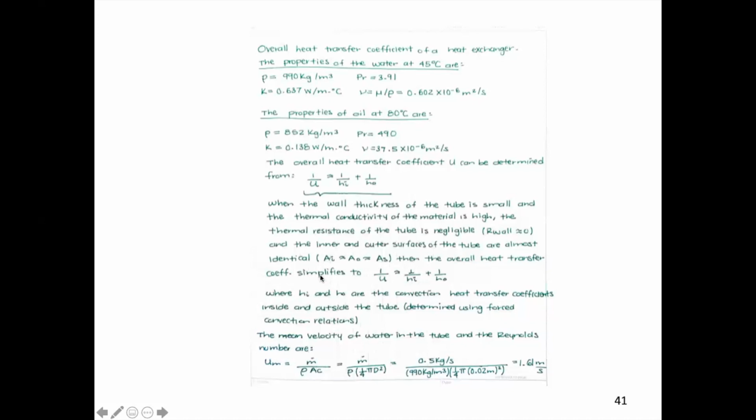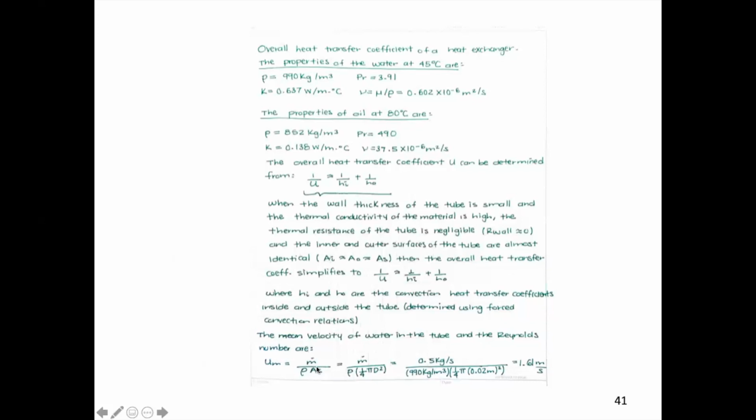Then the overall heat transfer coefficient simplifies as this, where hi and ho are the convection heat transfer coefficients inside and outside the tubes, determined using forced convection correlations, right? The ones that we already reviewed. So that's the whole explanation for this simplification. And we can do this because if you reread the problem, it says a thin wall tube, okay? So that's why we can do this simplification.